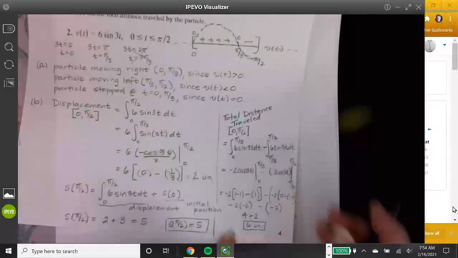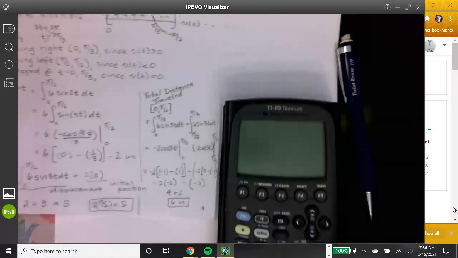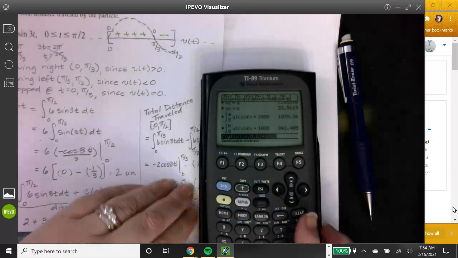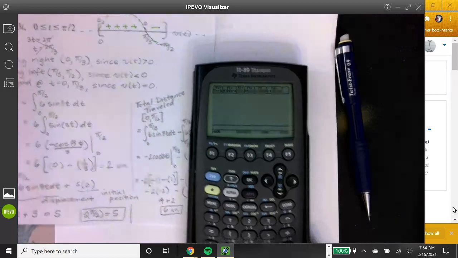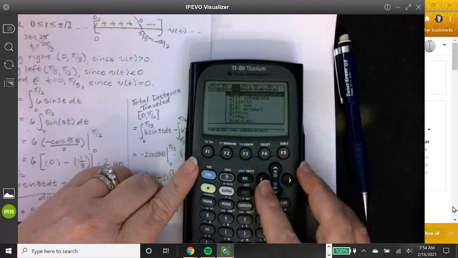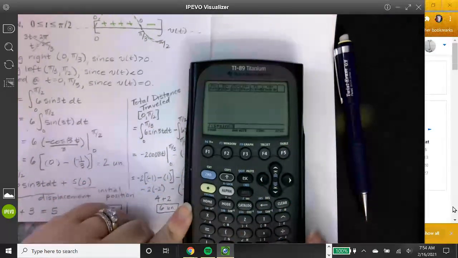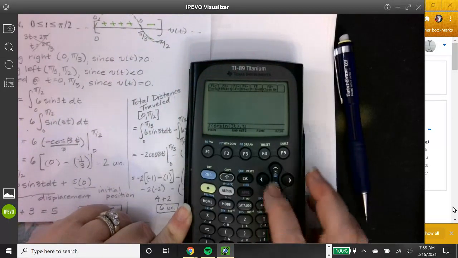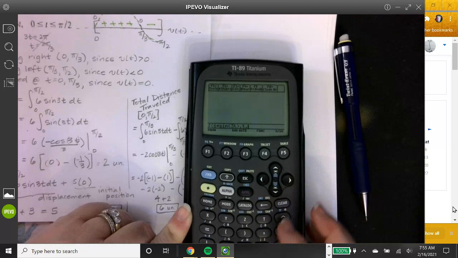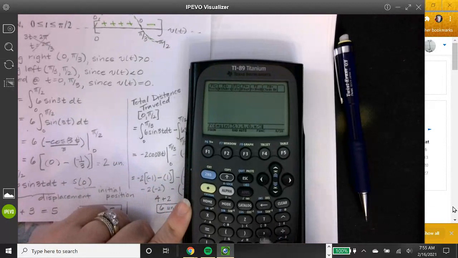Okay. All right, I know that's a tight squeeze in here, and I'll prove it to you with the calculator. So how do we do this on the calculator? Okay, so I'm going to do the total distance traveled. Well, that's going to be the integral, which is F3 second integrate, 6 times the second sine of 3t, close the parentheses, comma t, comma, 0, comma, second pi divided by 3. And that's going to give us 4, which we expected.